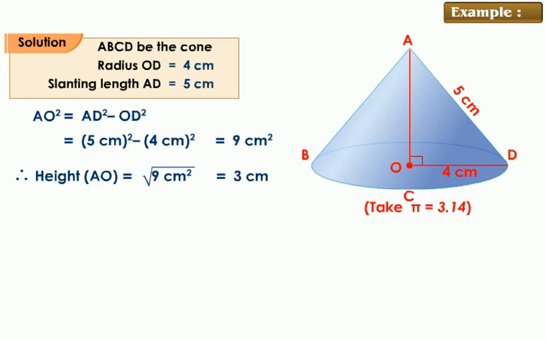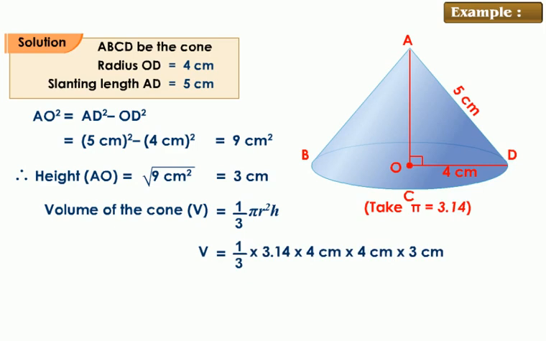Students, we know that the volume of the cone V is given by 1/3 πR²H. Now, let us substitute the values of pi, R and H in this equation and we may write V equals 1/3 into 3.14 into 4 cm into 4 cm into 3 cm. That gives us 50.24 cm³. And that is the required answer.